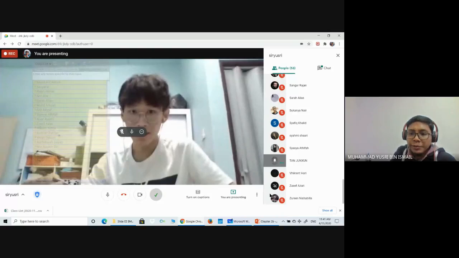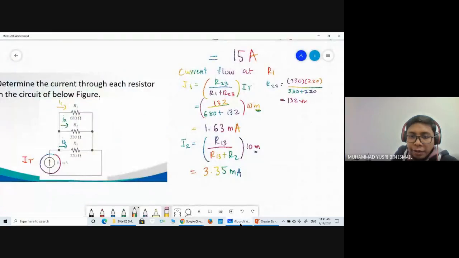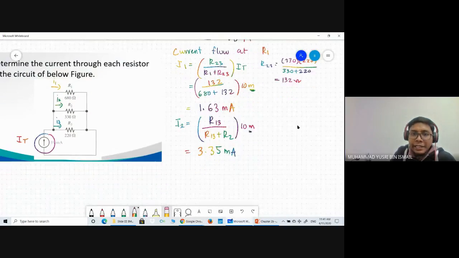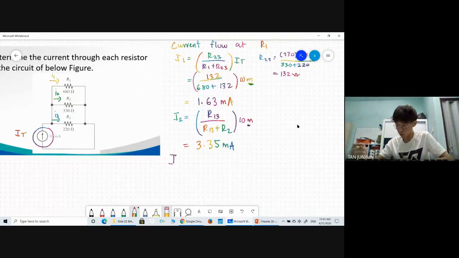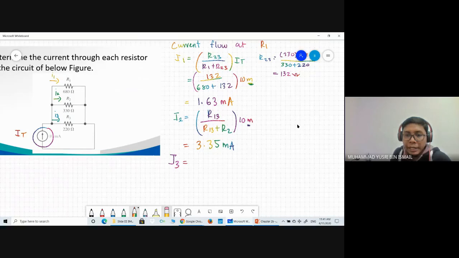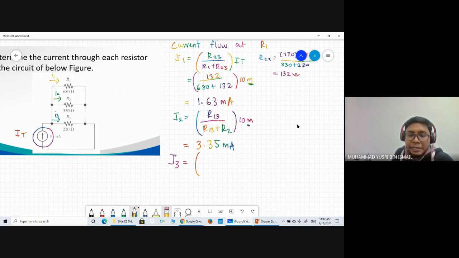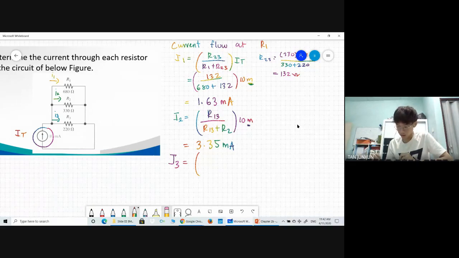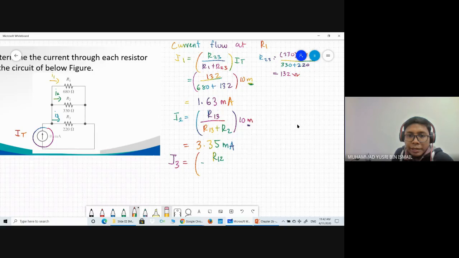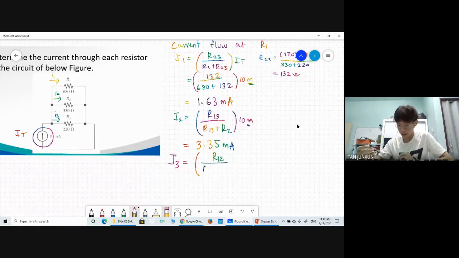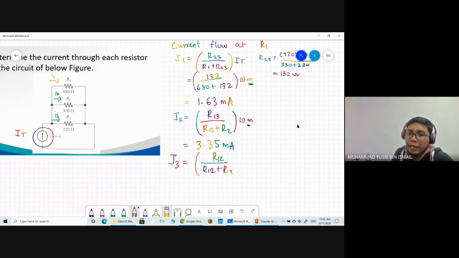Okay, so Tan Jun Zung. So how much do you get for current flowing at I3? 5.02 milliampere. Yes. So basically you dividing what with what? Can you please explain to me? Just the resistor. R1, R2, and R12 plus R3. Okay, alright. That's all I want to know.